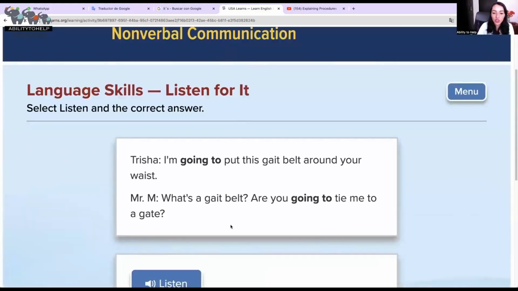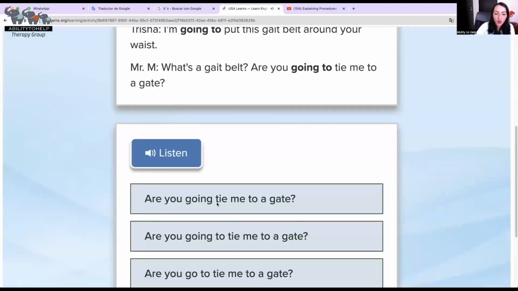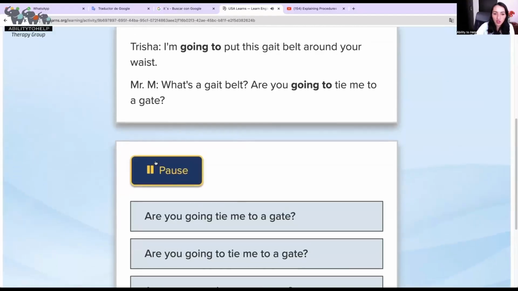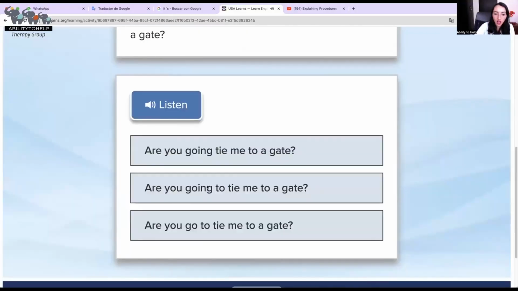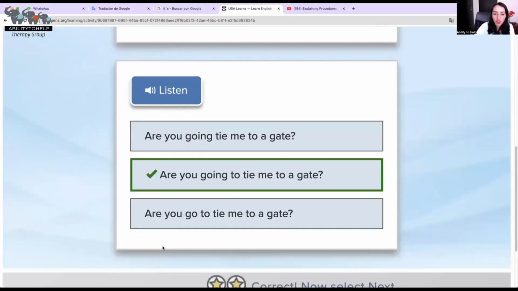Trisha, I'm going to put this gait belt around your waist. What's a gait belt? Are you going to tie me to a gate?